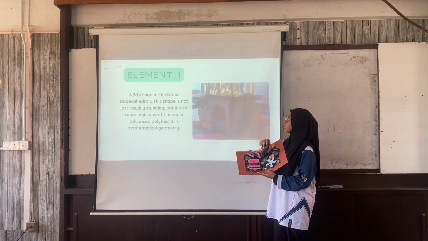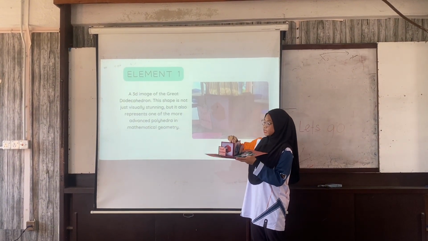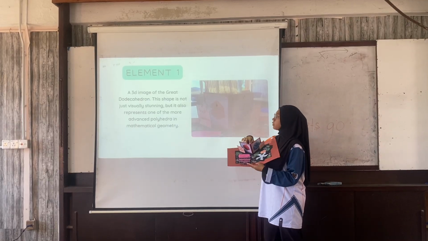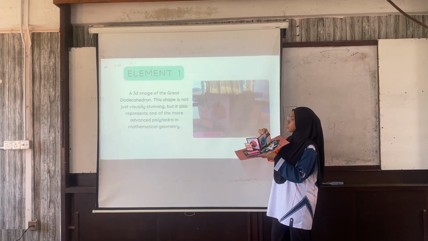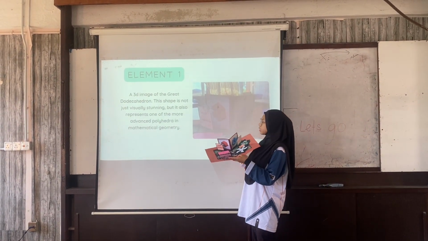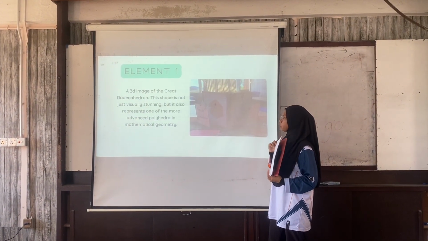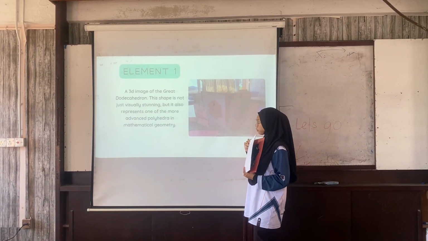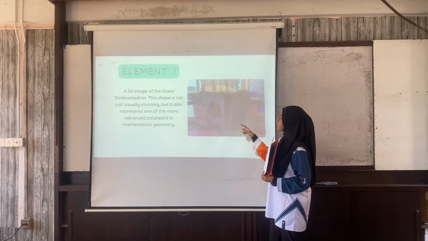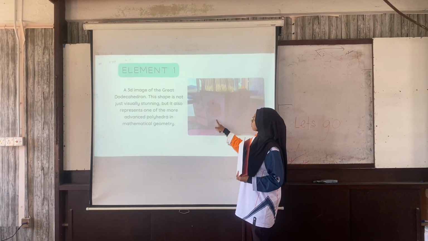Okay, so for element 1, this is element 1, a 3D image of the great dodecahedron. This shape is not just visually stunning, but it also represents one of the more advanced polyhedra in mathematical geometry, which is this, the great dodecahedron.